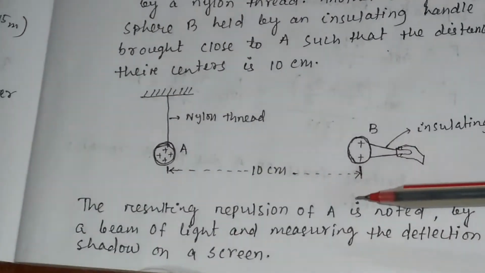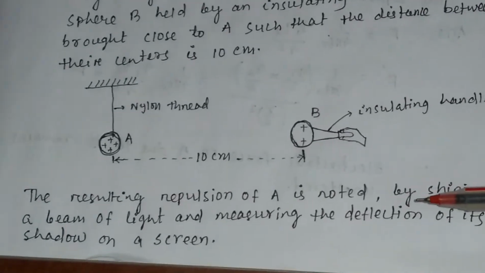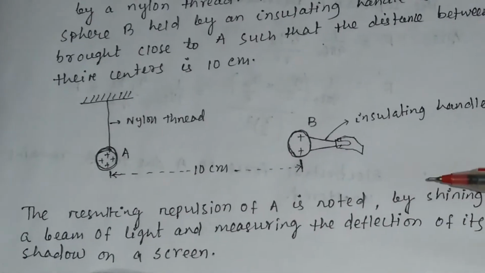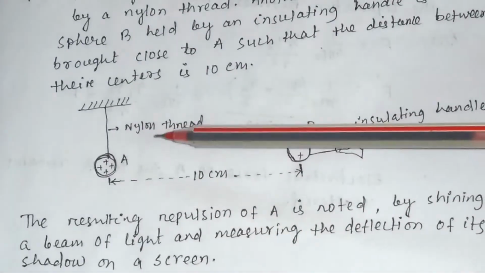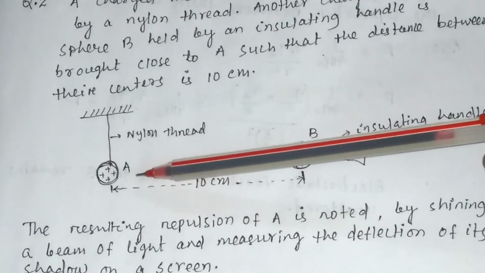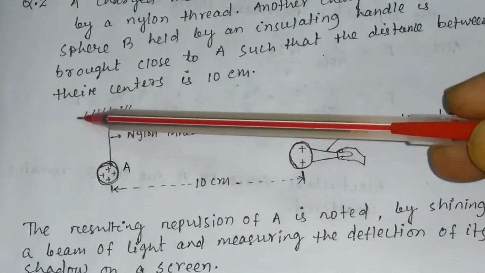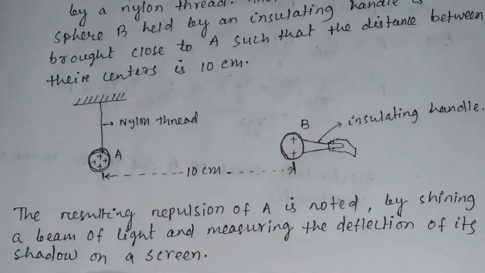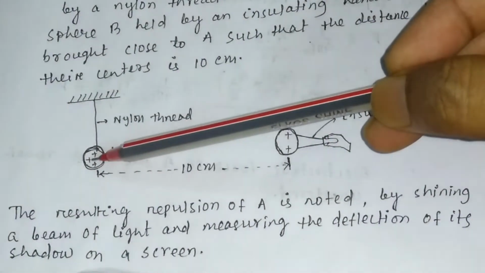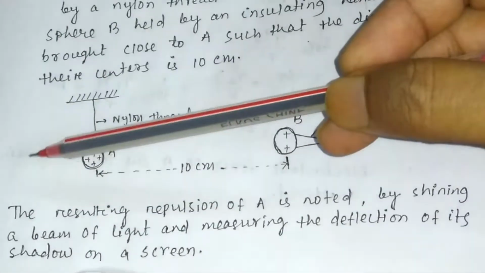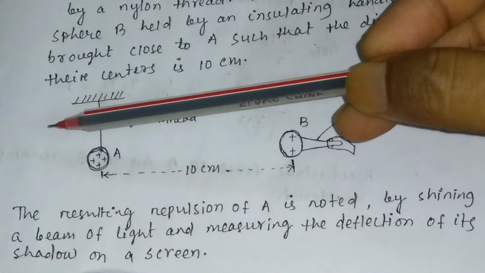The resulting repulsion of A is noted by shining a beam of light and measuring the deflection of its shadow on a screen. So if you allow a light to fall on the sphere and put a screen here, when the sphere deflects, the shadow also oscillates, and from this oscillation of the shadow we can measure the deflection.